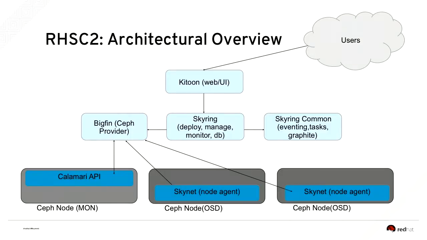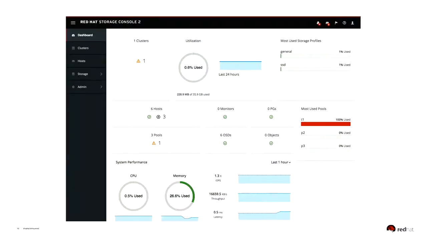So the BigFin provider talks to the Calamari API and the Ceph nodes, and then also interacts with the agents that are running on all the OSDs, the Skynet nodes. So that'll give you an idea of how things are architected.